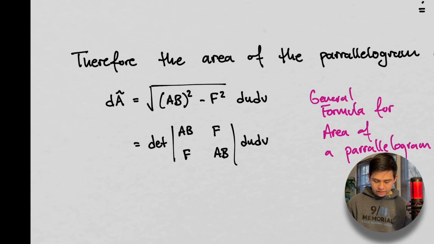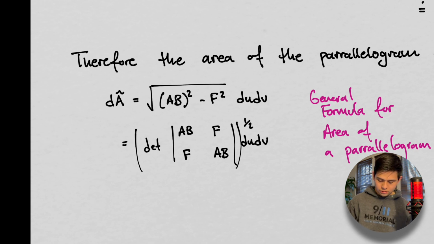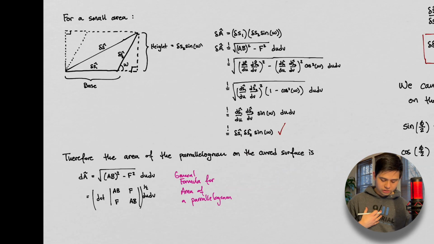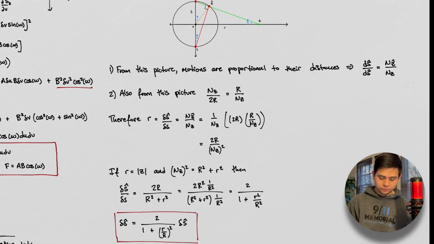And we can also rewrite this as the determinant. And this is going to be the square root of the determinant, right? So one way we can write this is, you can write it like that also. And that's just something interesting to keep in mind, that the determinant is something that we can use to calculate the area of a parallelogram on a curved surface.